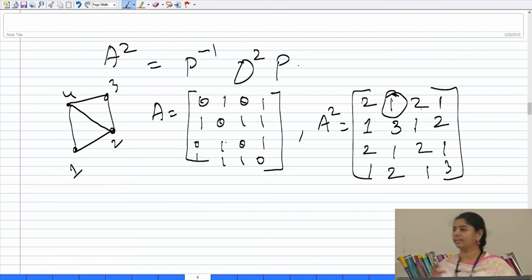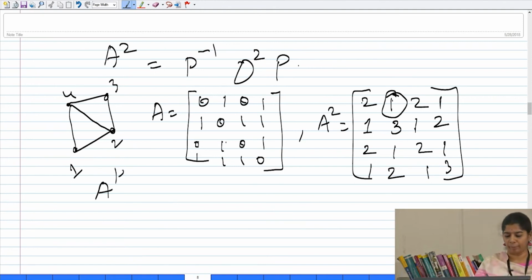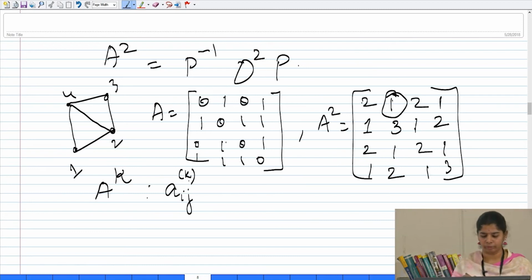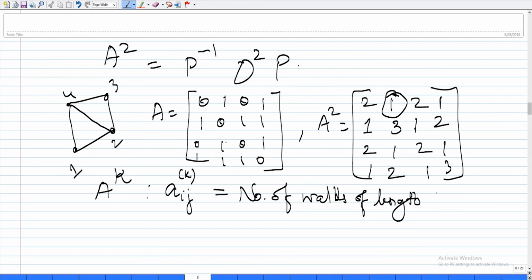This also generalizes to any k. If I want to talk about a power k, I will write it as a_ij with k in brackets on top. This is going to be nothing but the number of walks of length k from i to j. So, why are we doing this? To connect our matrices. Again we will go back to the matrix theory here.